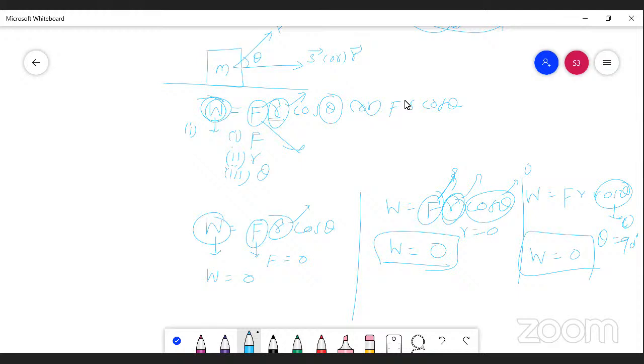In the absence of force, even if displacement is there, work done by the force is 0. In the presence of force, but the body does not displace, work done by the force is 0. The force and the displacement are there, but the direction of force and the direction of displacement are perpendicular, and again work done by the force is 0. Okay, students.